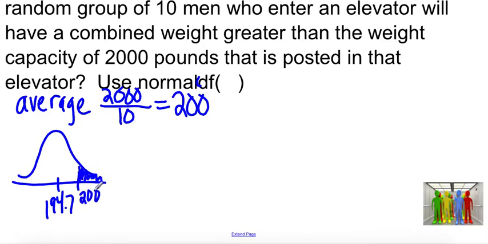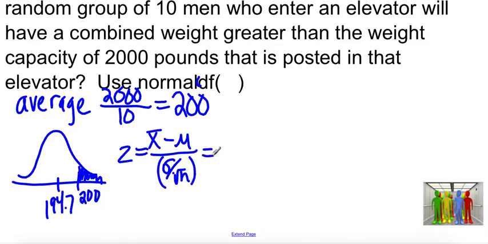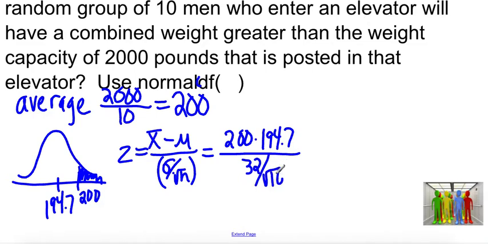Okay, so we're going to need our z-score. So that's x bar minus mu. And this is a sample. Remember, it's a group of 10 men, so we need sigma divided by root n. So we get x bar is 200 minus 194.7 over, what was our sigma? 32 over root 10. We've got 10 guys in this elevator.